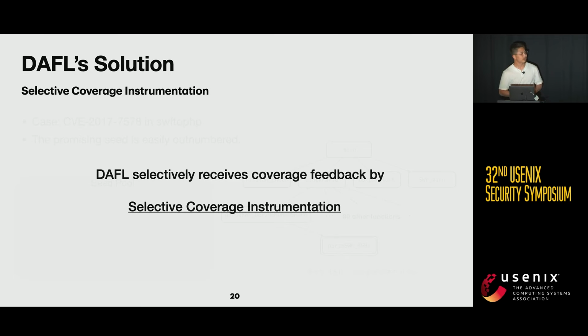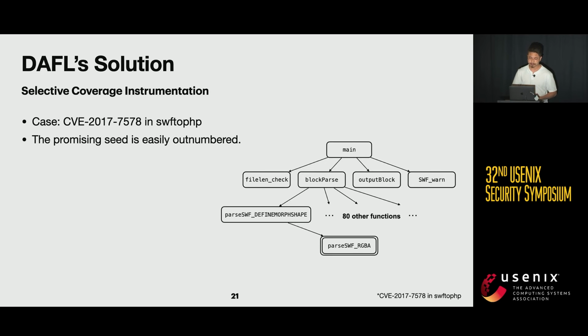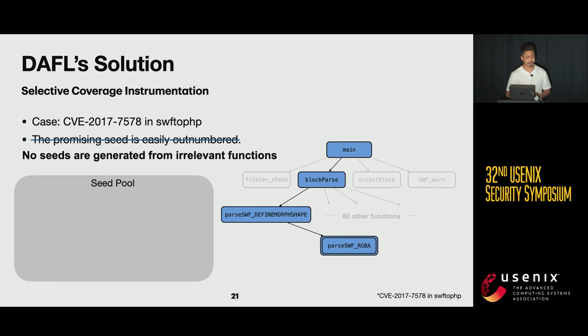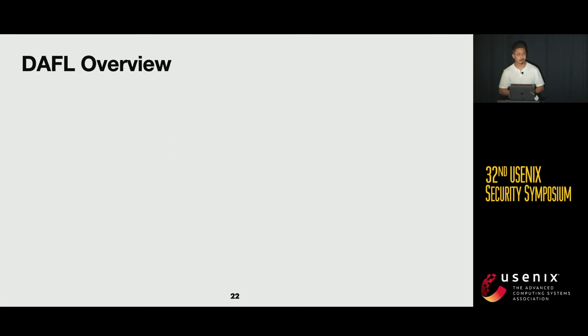DAFL's solution is to selectively receive coverage feedback by selective coverage instrumentation. Since DAFL performs data dependency analysis, it can successfully identify the functions that are relevant to the target location. And DAFL focuses on these functions by only instrumenting these functions to receive coverage feedback only from these functions. And as a result, no seeds are generated from the irrelevant functions, and our seed pool can be focused on the promising seeds. So these are the key concepts of DAFL, and now let me give you an overview of DAFL.